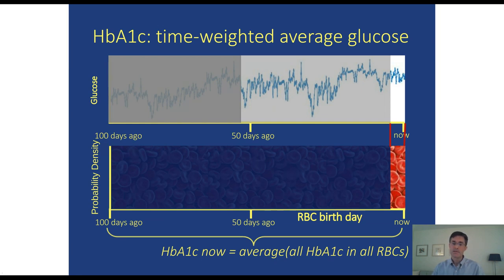So what that means is that the effect of glucose on A1c is weighted by time. The older glucoses have much less of an effect on A1c because they're only affecting the A1c in the really old red cells, while the more recent glucose concentrations are affecting A1c in all of the red cells.